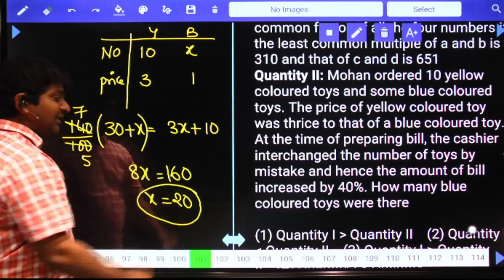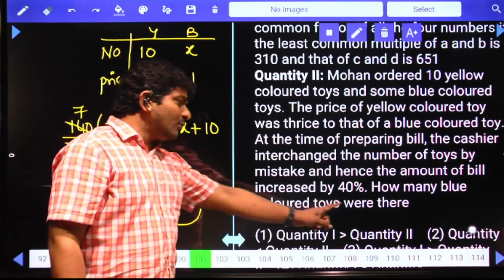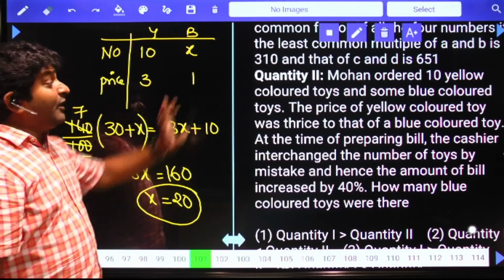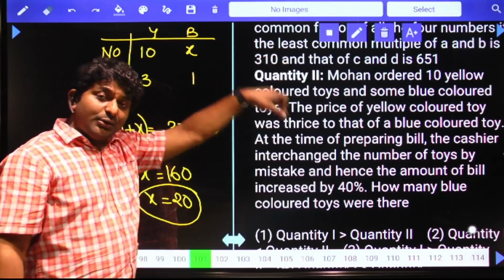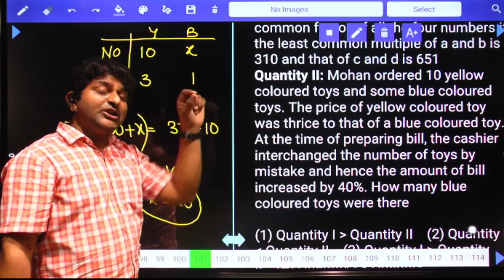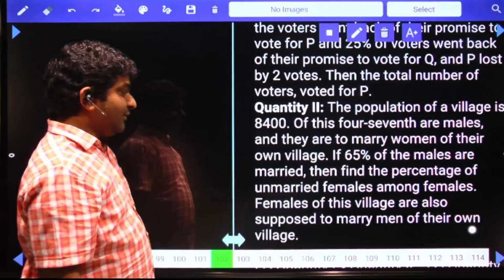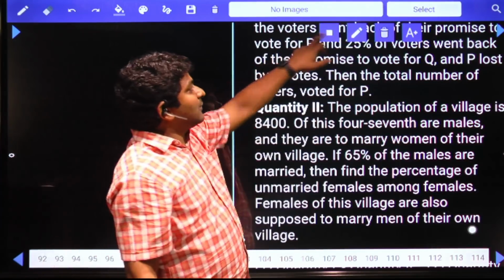Now your question is, find how many blue color balls we have. Initial blue color balls are x, which is equal to 20. Q1 was 31, Q2 is 20. Hence, Q1 is more than Q2. Concluded. Q1 is more than Q2. First option. Next.